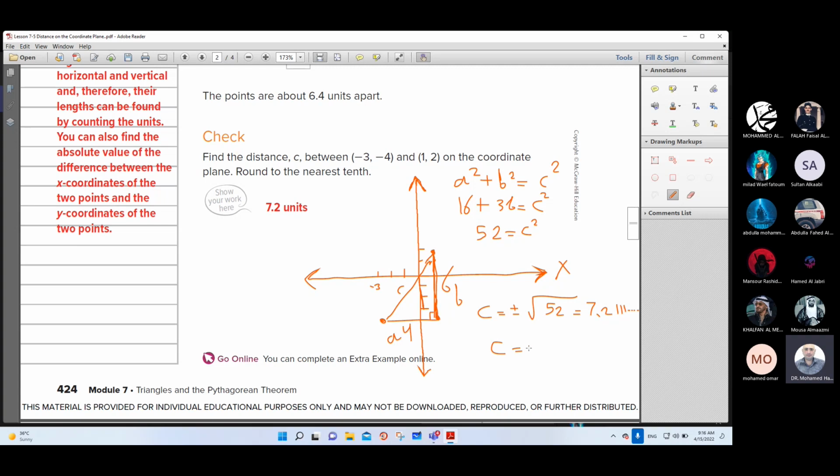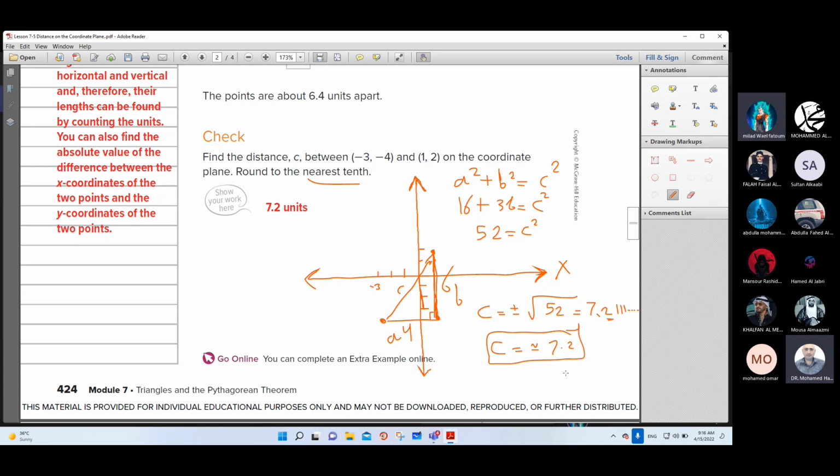So for the estimate to the nearest tenth, this is the tenth here. Look to the right number. The right number will be 1. If the right number is less than 5, keep the same digit. So 7.2 units. Who has any question about this slide?